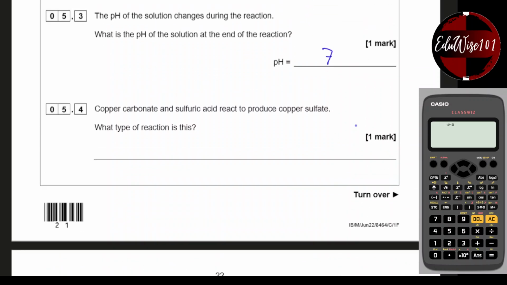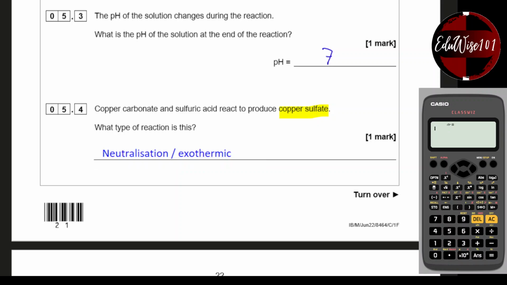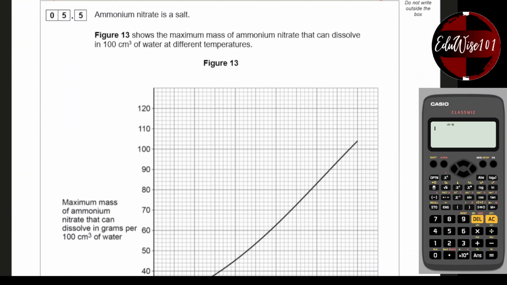5.4, copper carbonate and sulfuric acid react to produce copper sulfate. Right. So that's the product that is actually being formed, the copper sulfate. What type of reaction is that? This is a neutralization reaction. Now, during this reaction, you would also find that heat or energy is given out. So it's also an exothermic reaction. So saying it's a neutralization reaction is better, right? It's easy to remember.